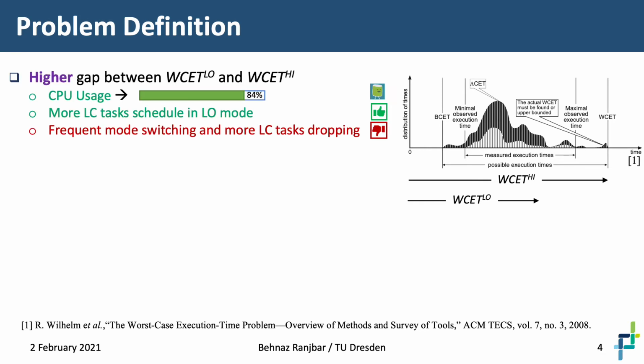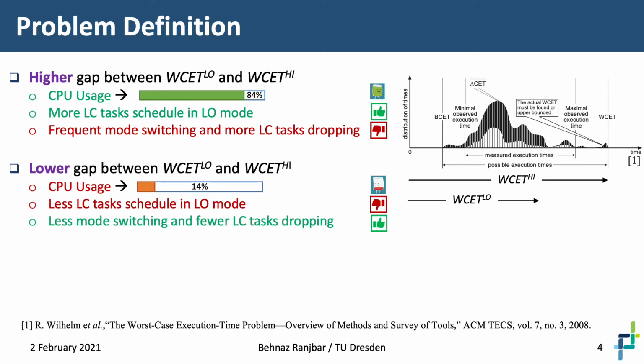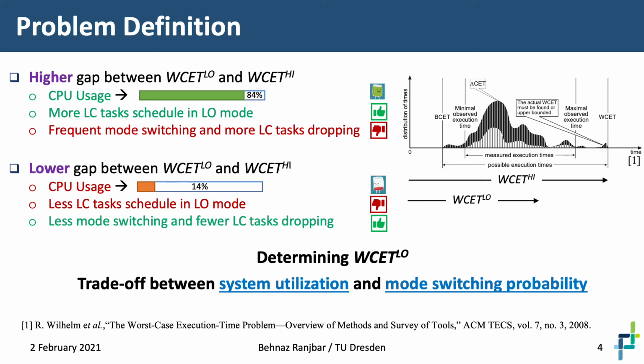Now, if there is a high gap between the low WCET and high WCET, more tasks, especially LC tasks, are scheduled at design time. However, it may cause frequent system mode switches, and consequently there are more LC tasks dropped in the high mode at runtime. If this gap is small, it reduces processor utilization due to the scheduling of fewer tasks at design time. Therefore, low WCET plays an important part in providing a reasonable trade-off between the number of LC tasks scheduled at design time and the probability of mode switching at runtime to improve the quality of service.